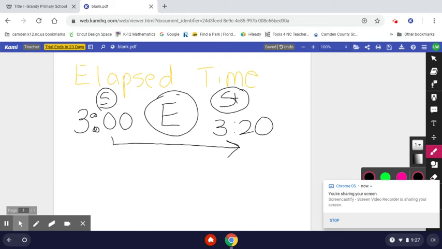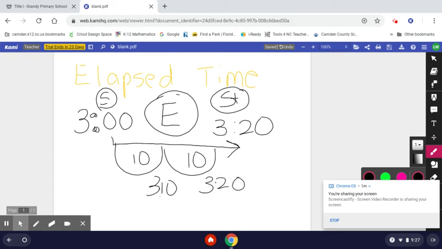So from 3 o'clock, I would count by tens, and I would say, well, 10 minutes, that's 3:10. And then another 10 minutes is 3:20, which is the time we get off the bus. I always count by fives or tens, depending on the time. So now it's 3:20 for my stop time, and that would be 10 and 10. So 20 minutes is my elapsed time. If the question was, how much time did Bob spend on the bus? The elapsed time would be 20 minutes.